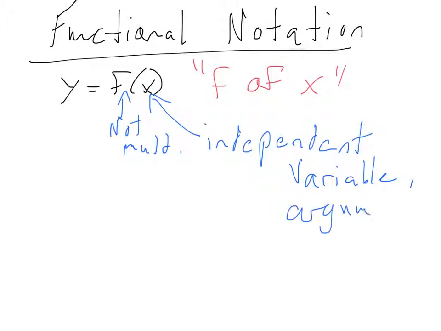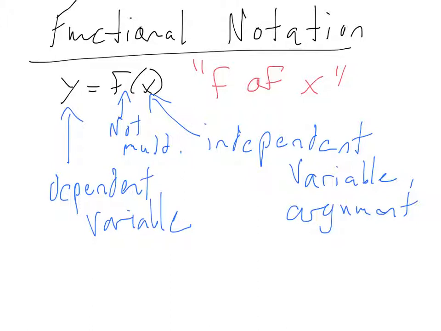And that is the input, right? Because x doesn't really depend on y. We plug in a value of x and it spits out a value of y. So y really depends on x, right? Whatever y happens to be depends on what value you plug in for x. And that's why we call y the dependent variable.